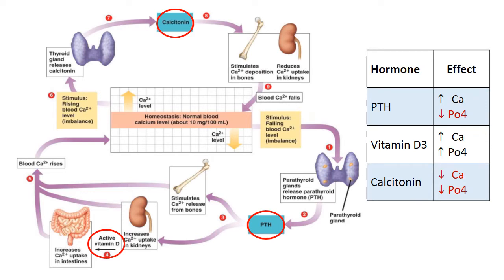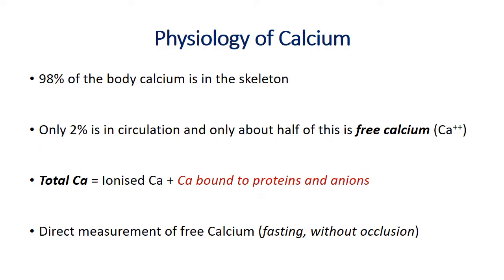So if you look at the three prime movers of calcium homeostasis within the human system, parathyroid hormone increases the level of calcium, but at the same time it decreases the level of phosphate. It increases phosphate excretion through the kidneys. Vitamin D3, the active form of vitamin D3, increases the level of both calcium and phosphate, acting primarily at the level of the intestine and to some extent also at the level of the kidneys. Calcitonin reduces the level of both calcium and phosphate, and these are the three main hormones which play a role in calcium and phosphate metabolism.